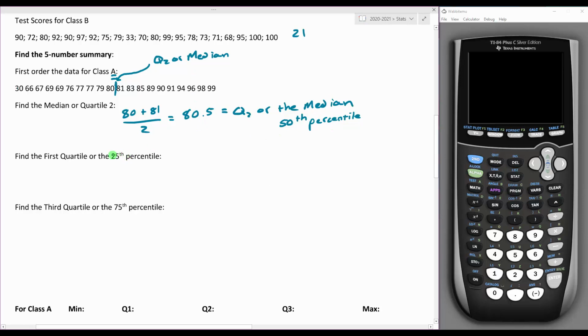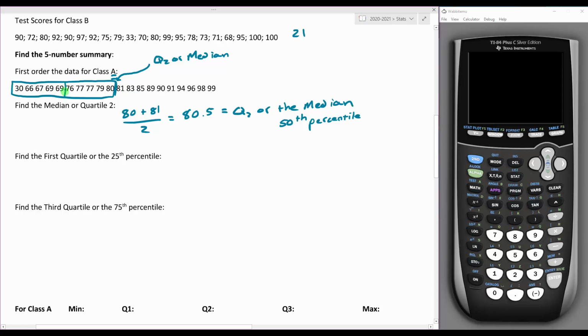Now we're going to do the same thing, but we're going to find the first quartile. The way that we find the first quartile is we take this lower half of the data, right? So here's my lower half of the data, and we're going to chop the lower half in half. There's 10 pieces of data here in this lower half, so I'm going to chop that in half. That means I would want 5 pieces of data, 1, 2, 3, 4, 5, and this is where I would split it in half.